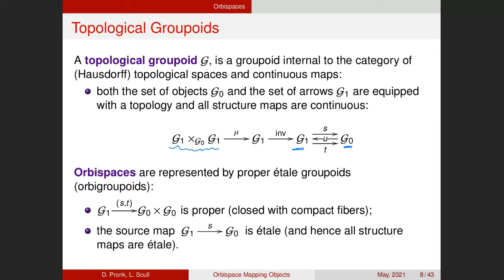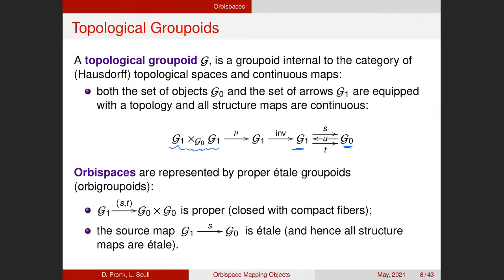So now, of course, we don't want to use all groupoids. It turns out that you can describe orbispaces by using proper étale groupoids. That means that the source map is étale, and because we're working with groupoids, that means the target and the units and the inverse and the multiplication will be étale as well. So étale is that the map is a local homeomorphism.